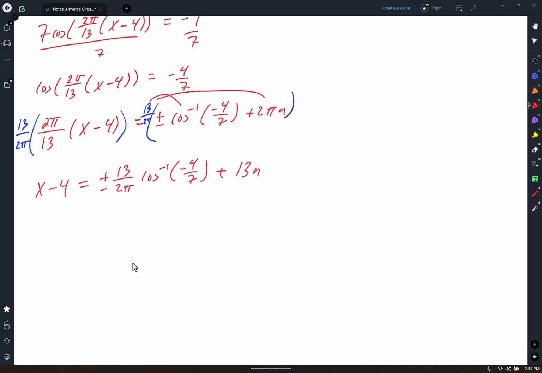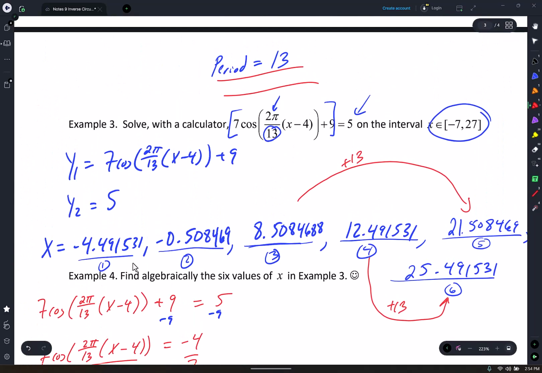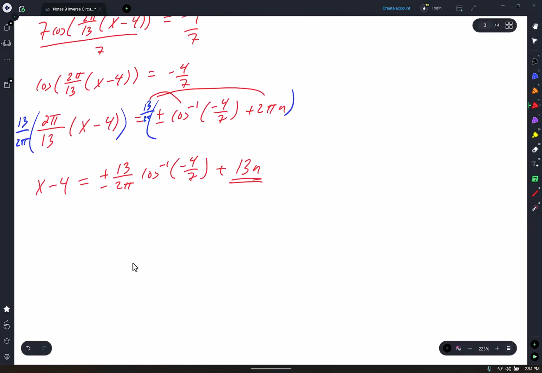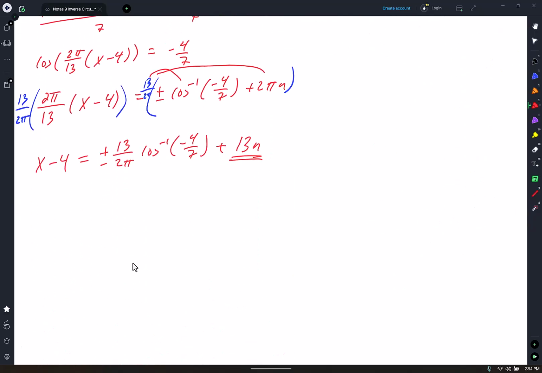That's how you check. I'll slow down. Here's how you check that you did it right. The period of this was 13, so wherever there's an n, that's how long it takes to complete a cycle. So if the period is 13, then you should see a 13 with the n, because 13n tells you one cycle is 13. Does that make sense, guys?